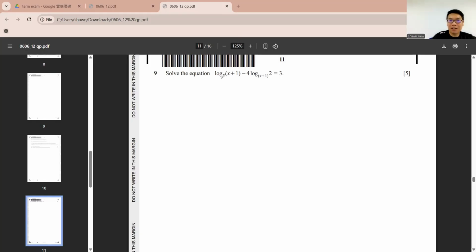Question 9 is log. So this question has different bases. We must change them to the same base. We will always use the easier base. So we change everything to log base 2. This part is already log base 2. Then here, when changing base, we put up, down also with the same log base 2. The larger number goes up, the smaller number goes down.